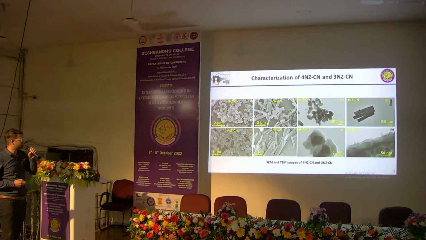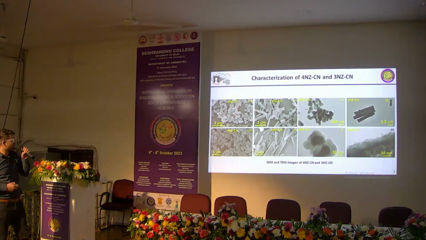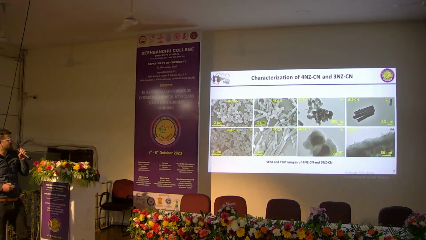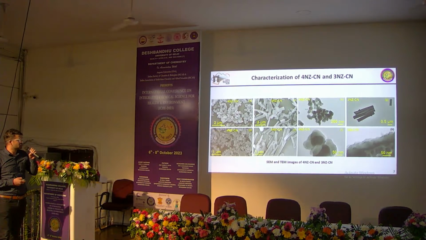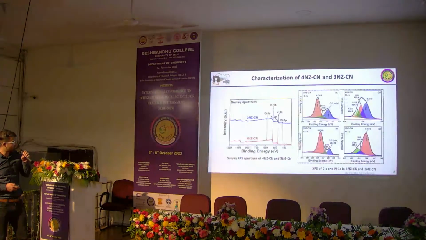So then the morphology has been analyzed using the SEM and TEM microscopies. Here we have found this 4NZCN has a sheet-like morphology, whereas this 3NZCN has a tube-like morphology. These morphologies are also complemented by the TEM microscopy images.